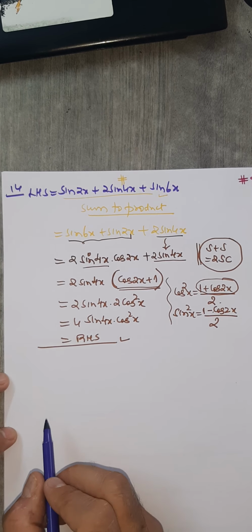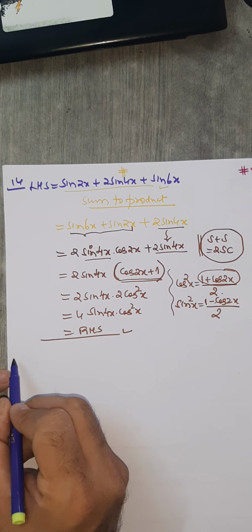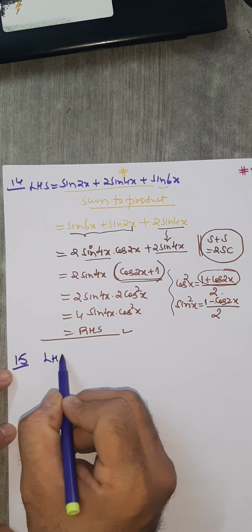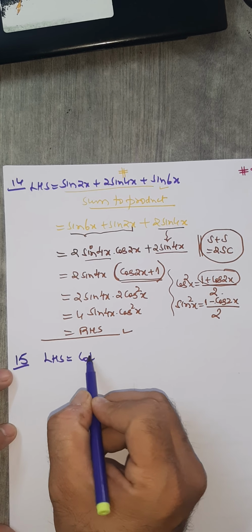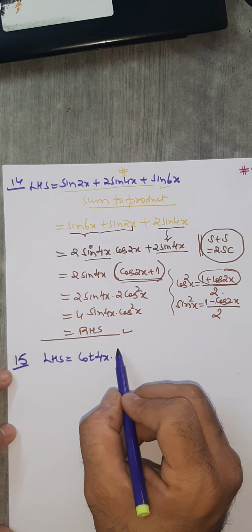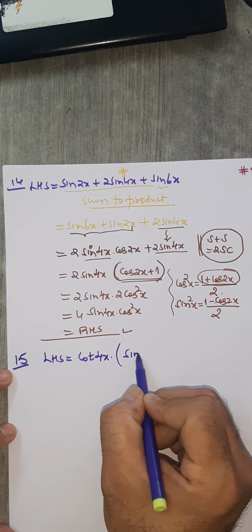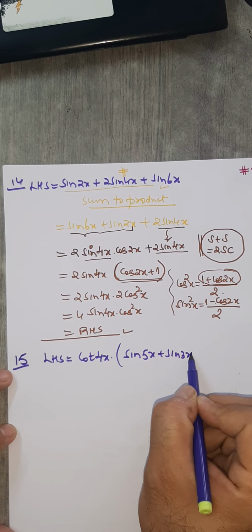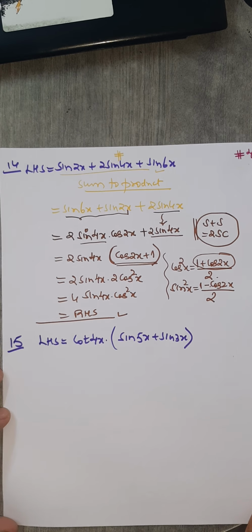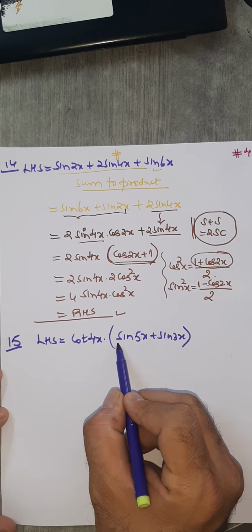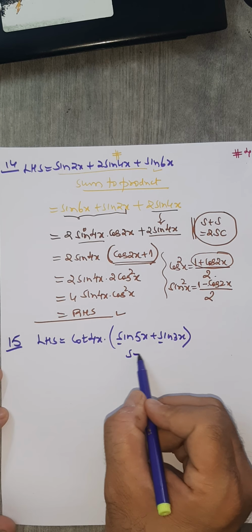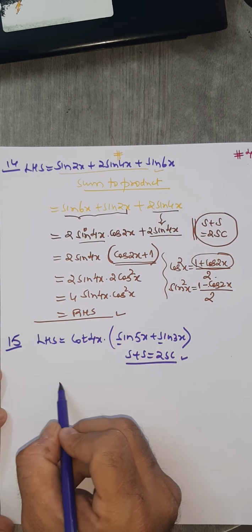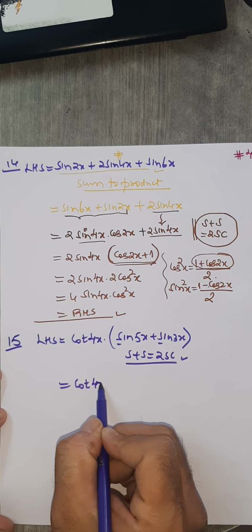Right. Next, question number 15 here. Let me go for 15 number. The LHS is cot 4x into, inside the bracket, sine 5x plus sine 3x. So after writing the question, you must have realized what this is. This is s plus s. What is s plus s? You know, 2sc. So I'm using this. I'll keep cot 4x right now as it is.